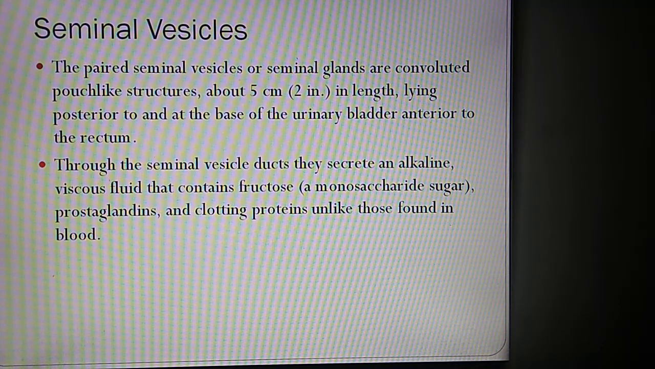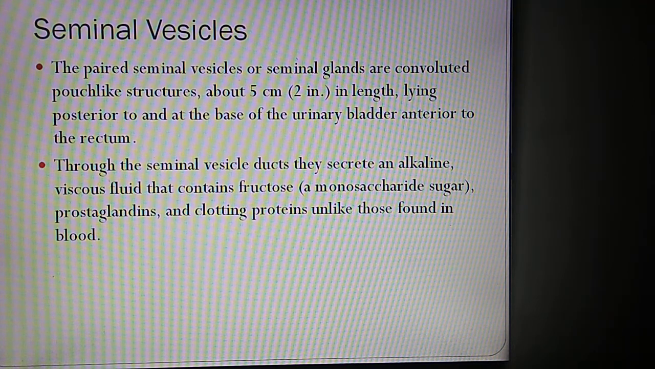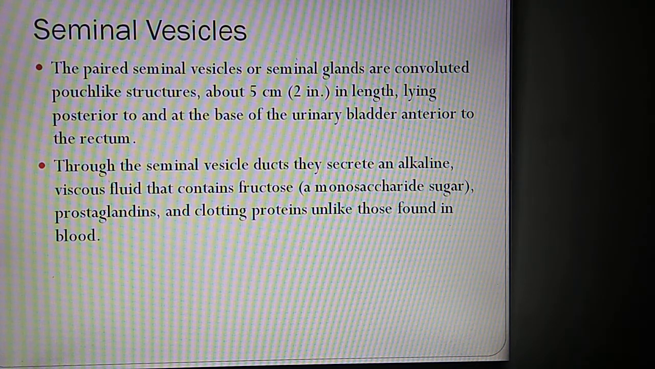First, the seminal vesicle. The paired seminal vesicles or seminal glands are convoluted pouch-like structures about 5 centimeters in length, lying posterior to and at the base of the urinary bladder, anterior to the rectum. Through the seminal vesicle duct, they secrete an alkaline viscous fluid that contains fructose, a monosaccharide sugar, prostaglandins, and clotting proteins. These clotting proteins are different from the clotting proteins present in the blood.